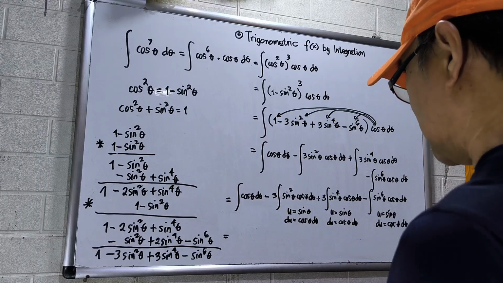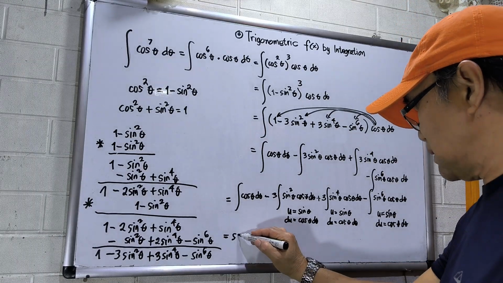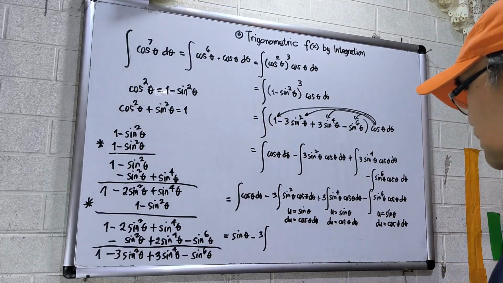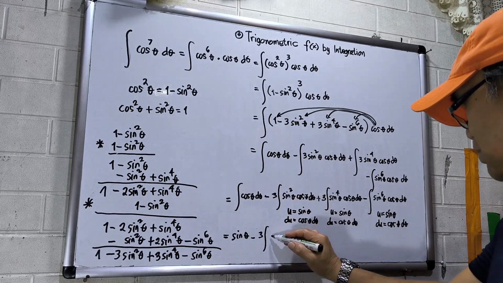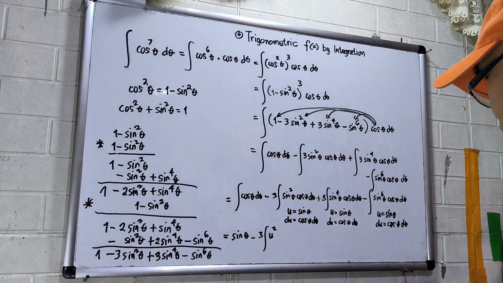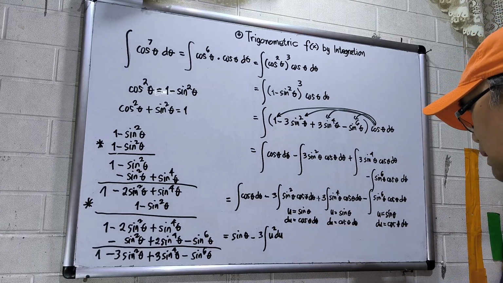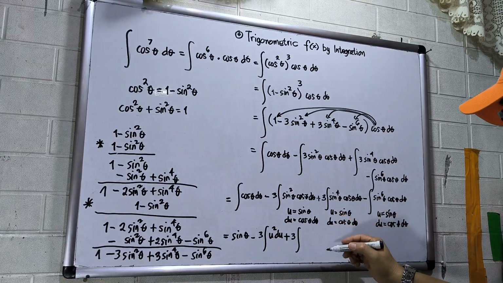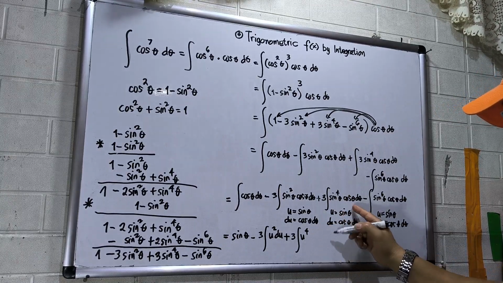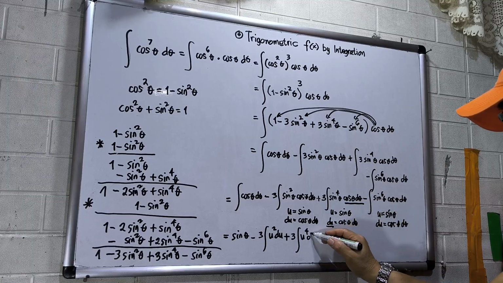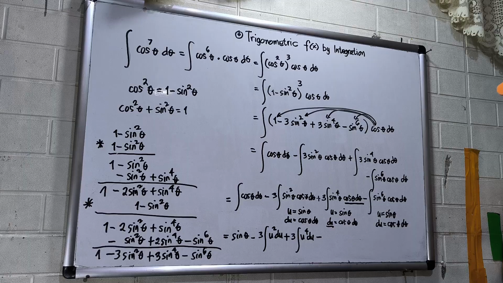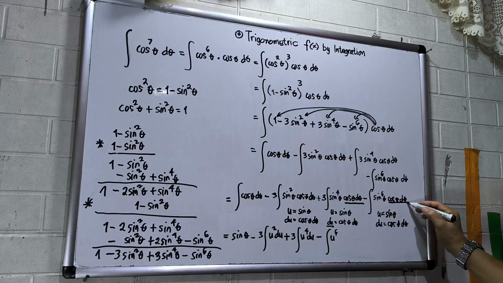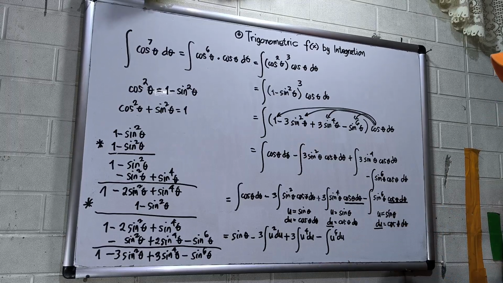So, integral of cosine theta, that will be sine theta. Then this will be minus 3 integral of sine squared theta, that is u squared, and then du cosine, so this will be du. Then this will be plus 3 integral of sine to the 4th, that will be u to the 4th, then cosine theta, that will be du. Then this will be minus integral of u to the 6th, then cosine theta d theta is du. Okay?